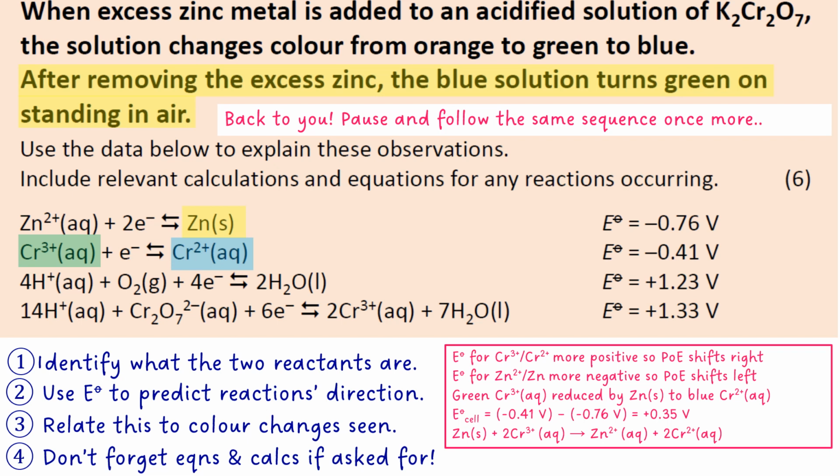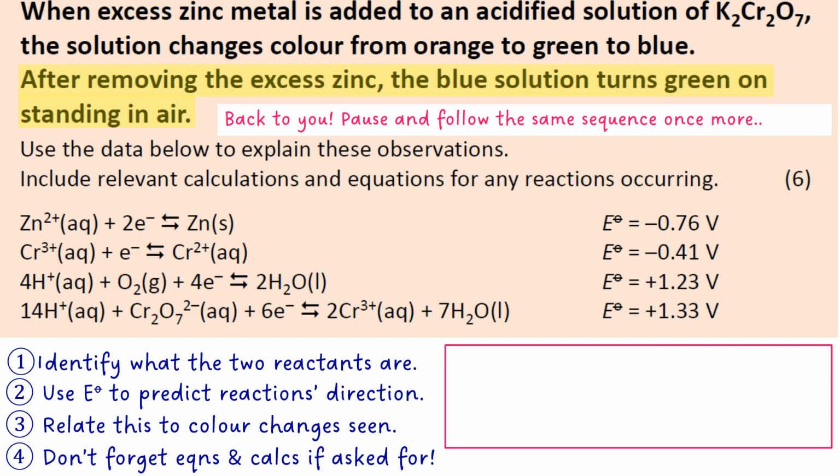Okay, welcome back. I'm assuming that you've had a go at that. Let's see how you did. So starting with my Cr2+, which is the blue solution. I want something that is to do with the idea of standing in air. That's obviously going to be on my O2. So I haven't used this one yet, the third one down. So my two reactants are Cr2+ and O2.